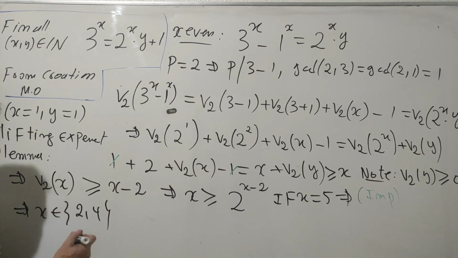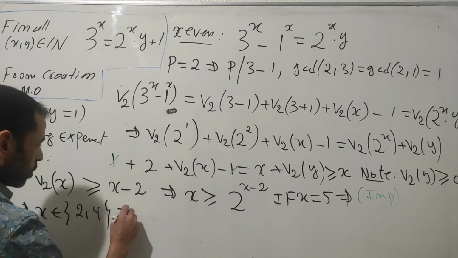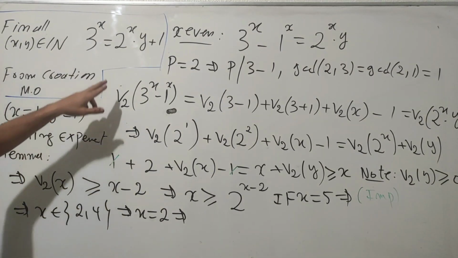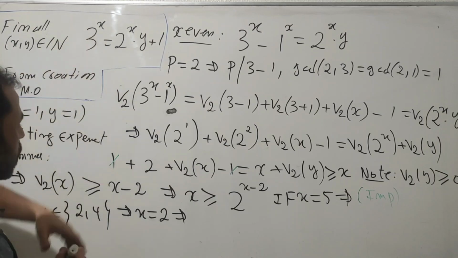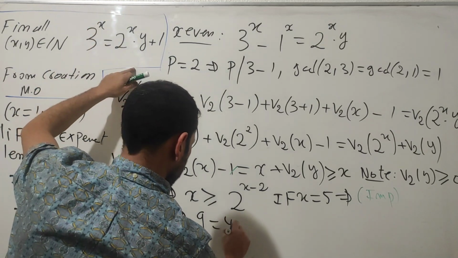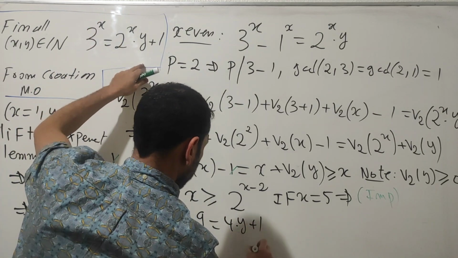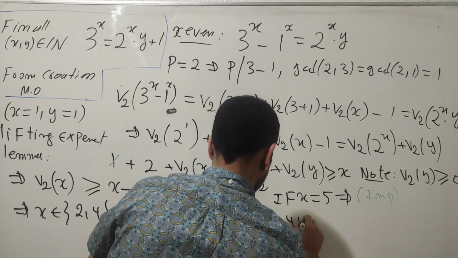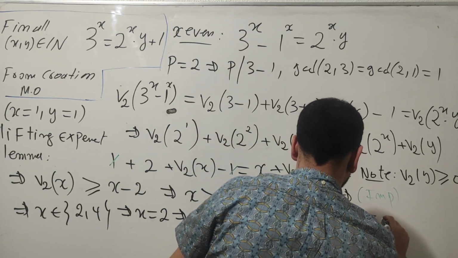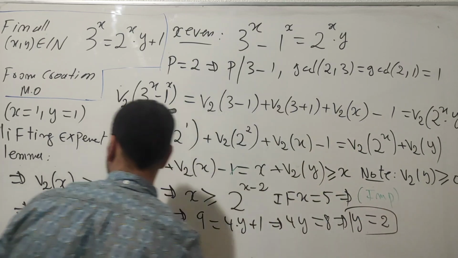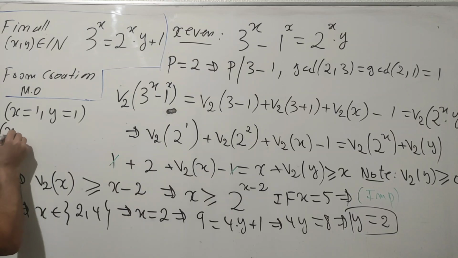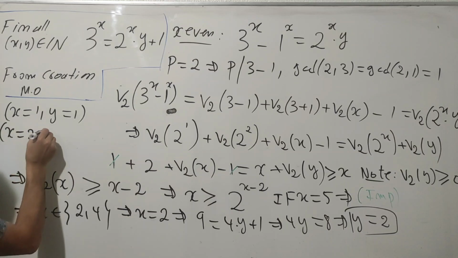Okay, so taking two cases here, x equals 2, replacing x with 2 into the original equation, I get 9 here, I get 4 here, 4 plus number 1, which means 4y equals 8. In other words, y equals 2. So we found the second solution, x equals 2 corresponds with y equals 2.